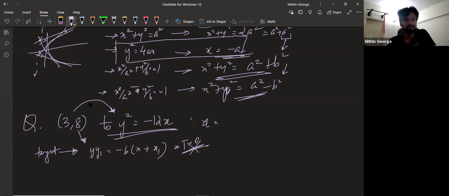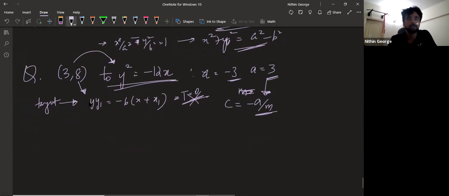So, you can take a as minus 3 here. Or you can take a as 3, but then just remember the condition for tangent will change. If you take a as 3, c will be equal to minus a by m. If you take a as minus 3, then it actually works. So y equal to mx minus 3 by m is your tangent.